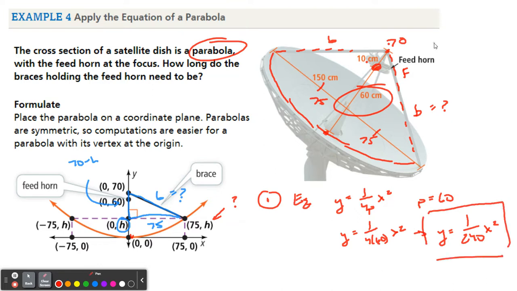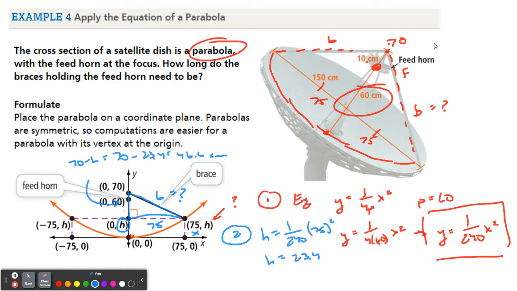Okay. Step 2, and I'm trying to do as much as I can on this page. Now we're going to find this h value. We know that x is 75. What is our y value? So I'm going to plug in h for y. So h equals 1 over 240 times 75 squared. I'll just plug this in and round. When I get an answer, it was 23.43, and I rounded to 23.4. That's our h value. So to find this missing side of this right triangle, we're going to do 70 minus 23.4, and that is 46.6 centimeters.